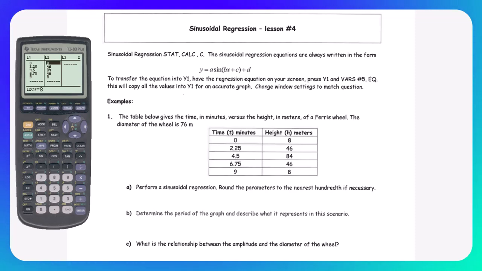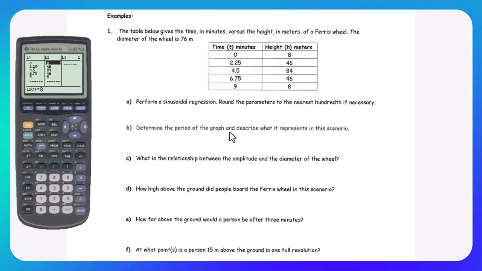So let's look at an example. The table below gives the time in minutes versus the height in meters of a Ferris wheel. We love a Ferris wheel in sinusoidal functions. And the diameter of the Ferris wheel is 76 meters. So the first part says, perform a sinusoidal regression and round the parameters to the nearest hundredth if necessary, meaning if it comes out as a whole number, you're okay to leave it like that. Otherwise, make it rounded to 2 decimal places.